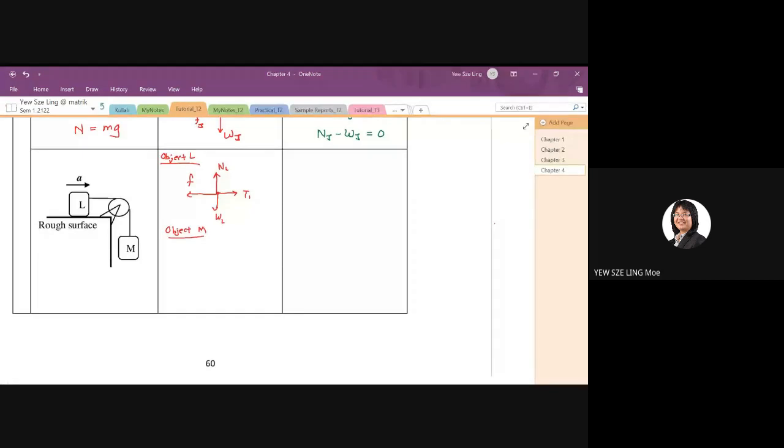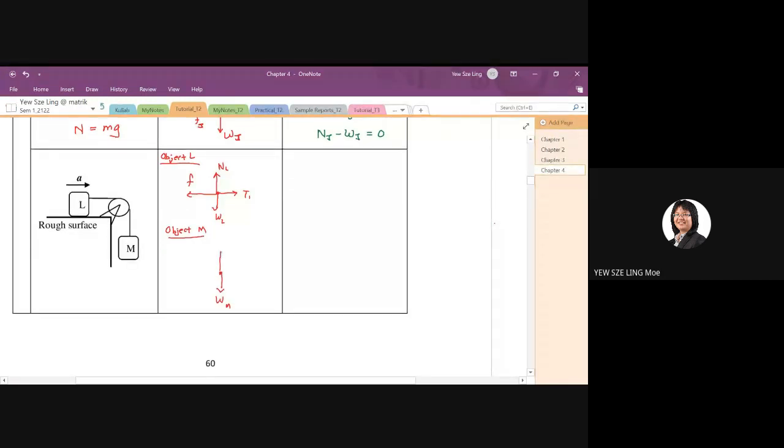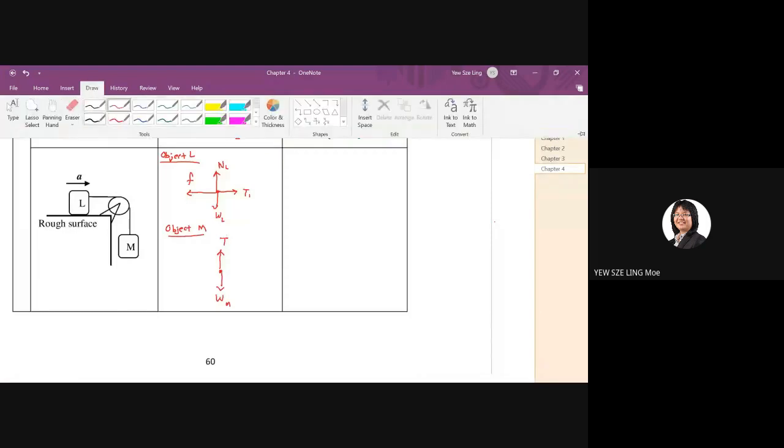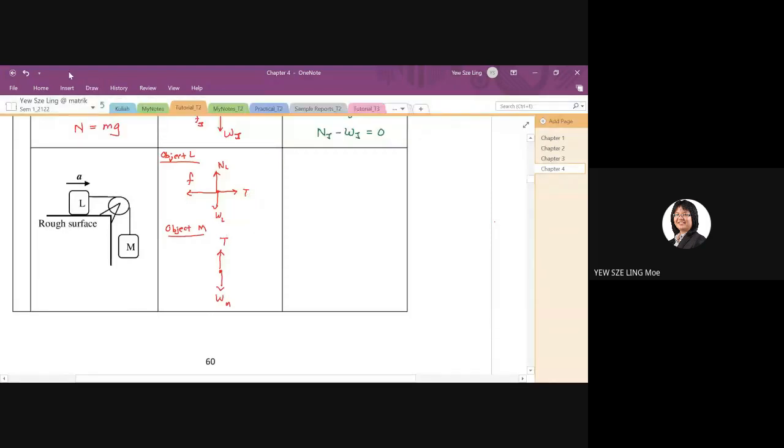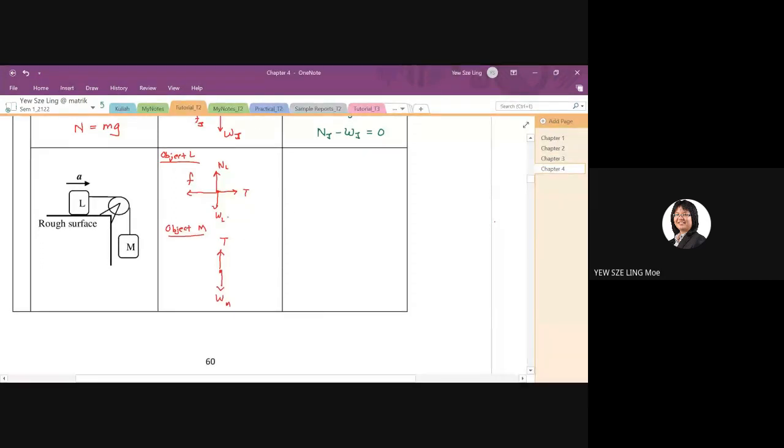Okay, and then object M. So you have a WM, and then you put T1 again. If you have the same T, basically you don't need a subscript. You just write a T. Now if you want to put a subscript, it doesn't matter, also can, don't worry. So two of them have a T. So this is a correct free body diagram. So good, Eddie. This is how you draw a free body diagram.